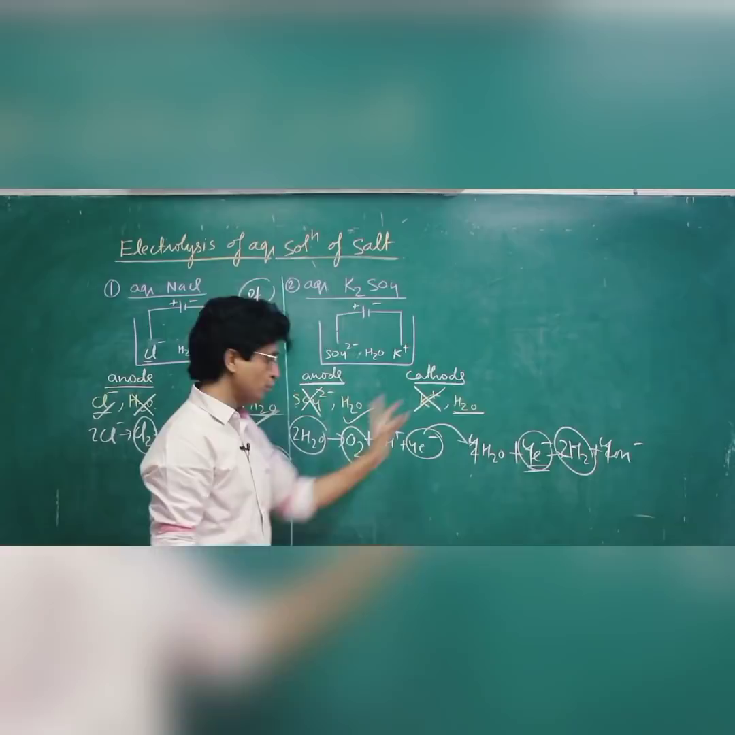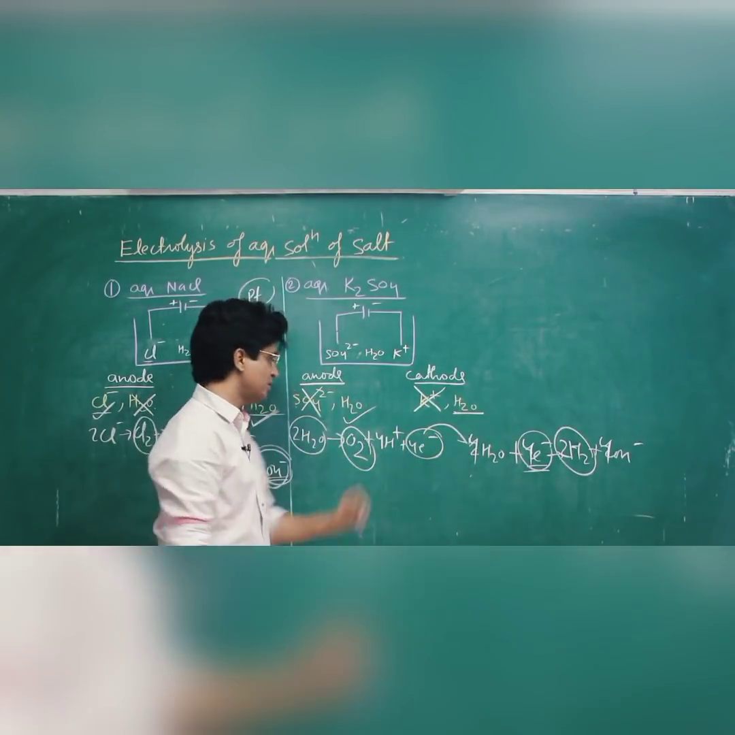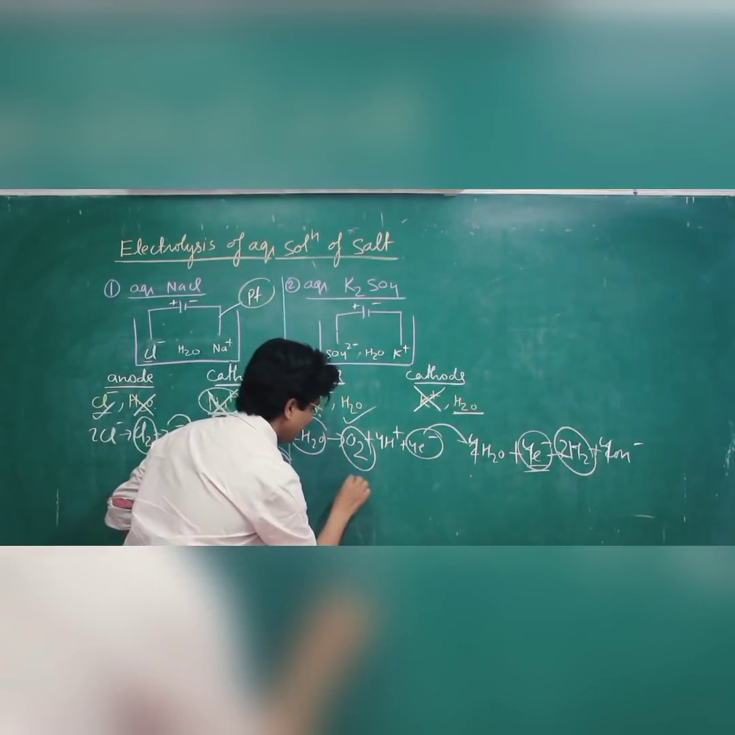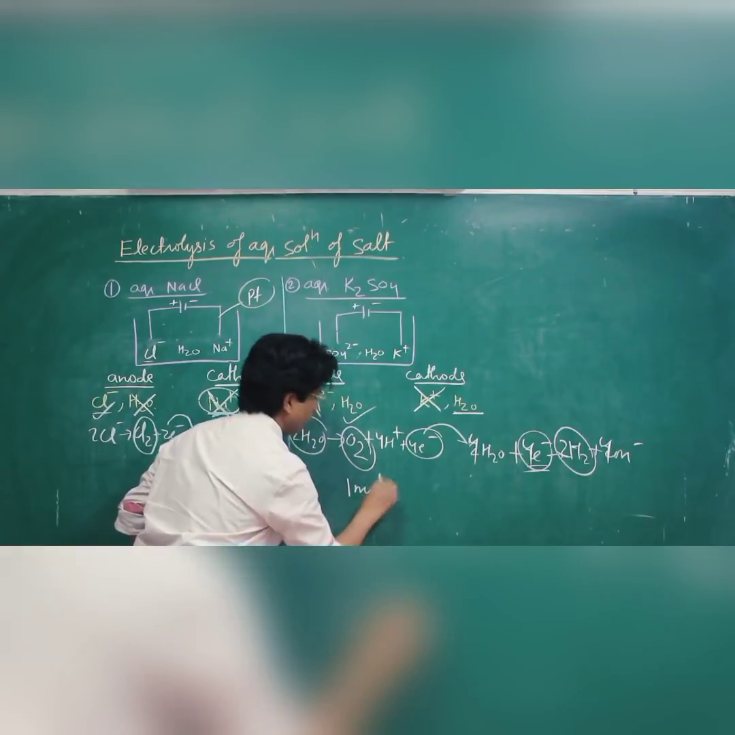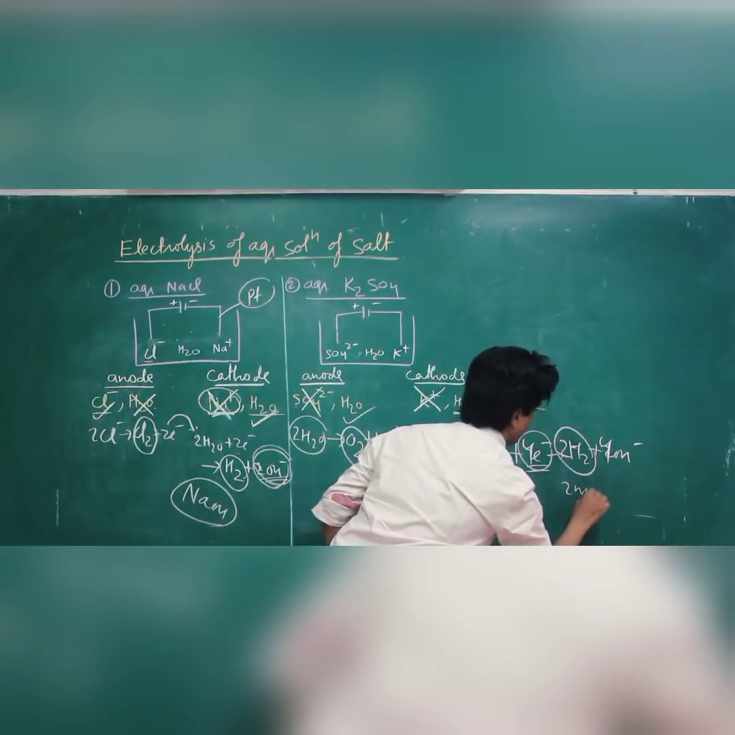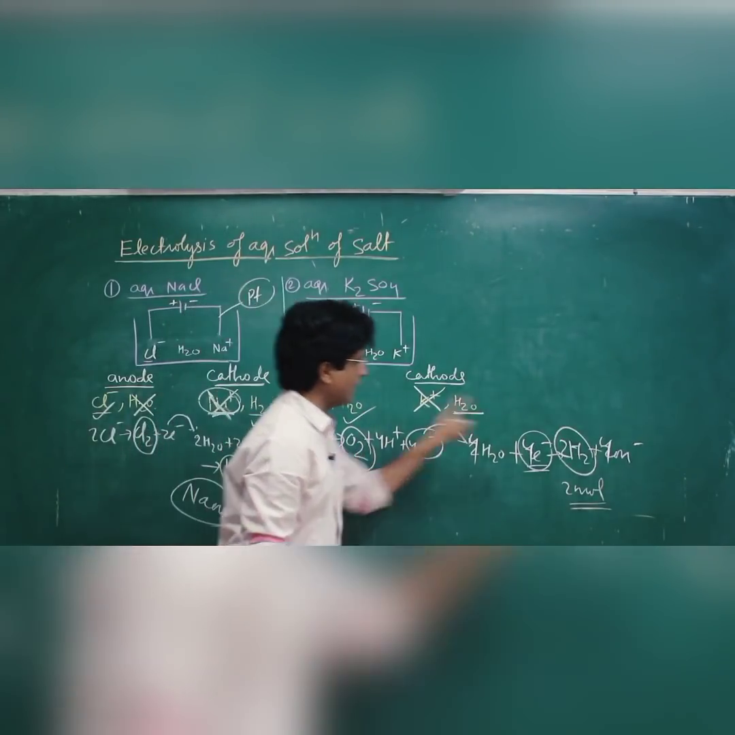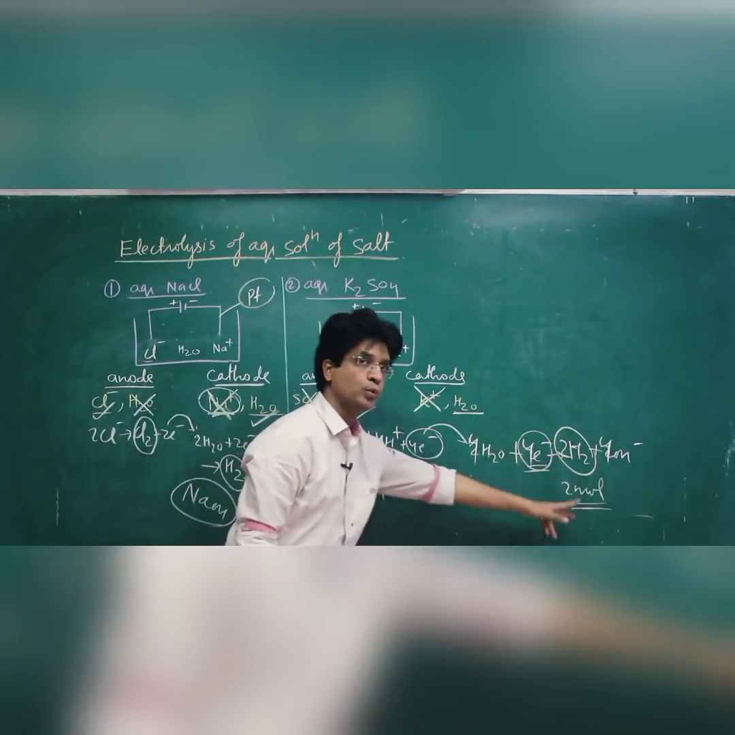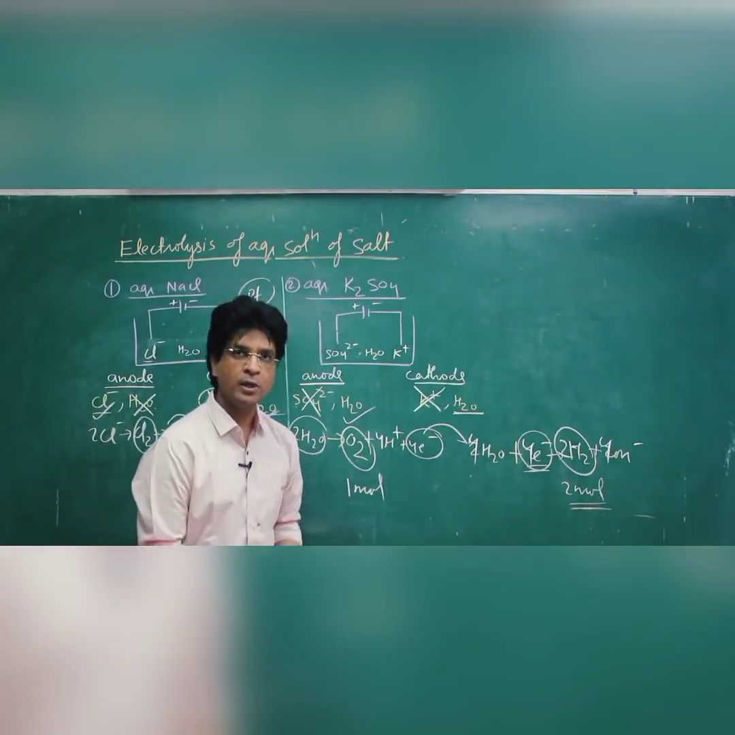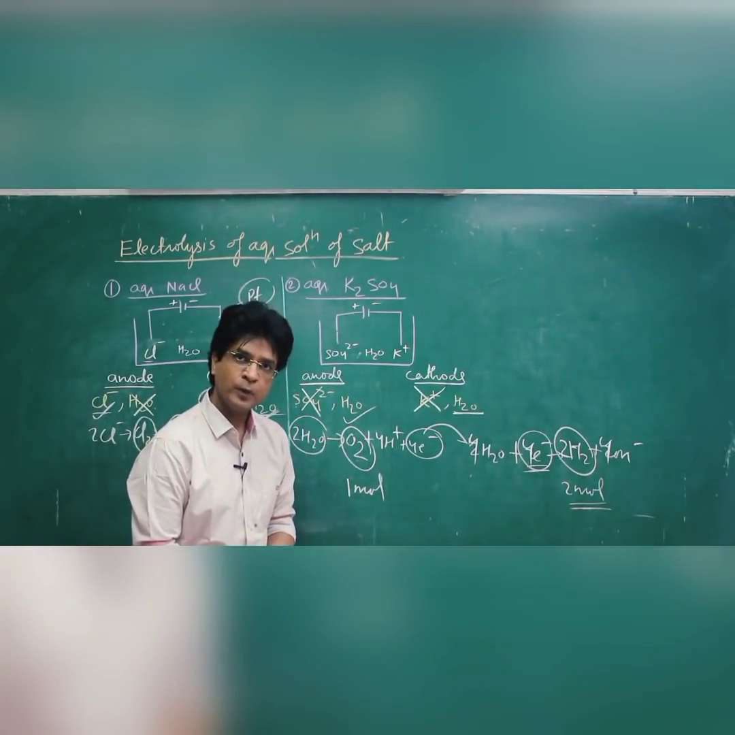In what ratio? You can see that these equations are balanced. I'm getting 1 mole of O2 and 2 moles of hydrogen. So I'll get oxygen and hydrogen in the ratio of 1:2. Now what will be the nature of solution? Basic or acidic? Well, it will be neutral.